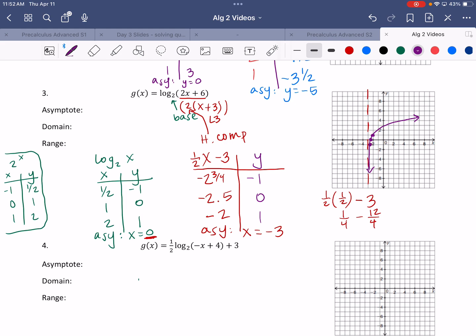Okay, the asymptote we listed in the table. The domain, now it can change with a log graph because it's restricted by the vertical asymptote. So this graph only exists when x is greater than -3, or you could say from -3 to infinity. And the range, this one's not restricted in any way. All those y values are possible.